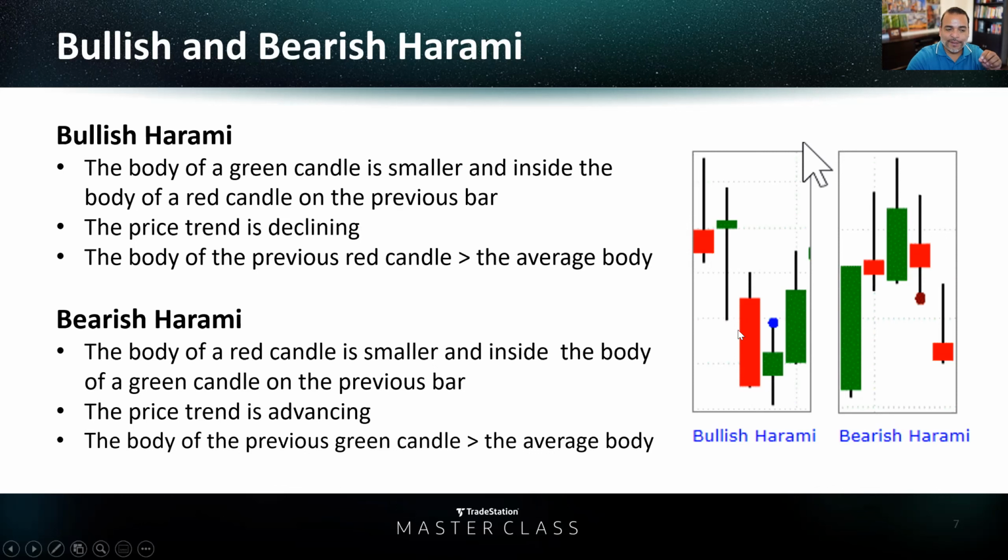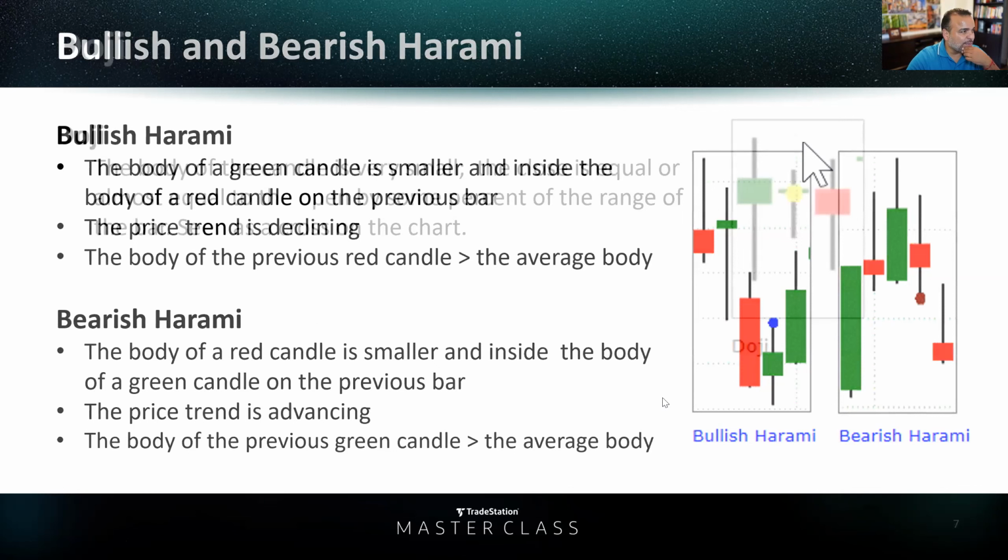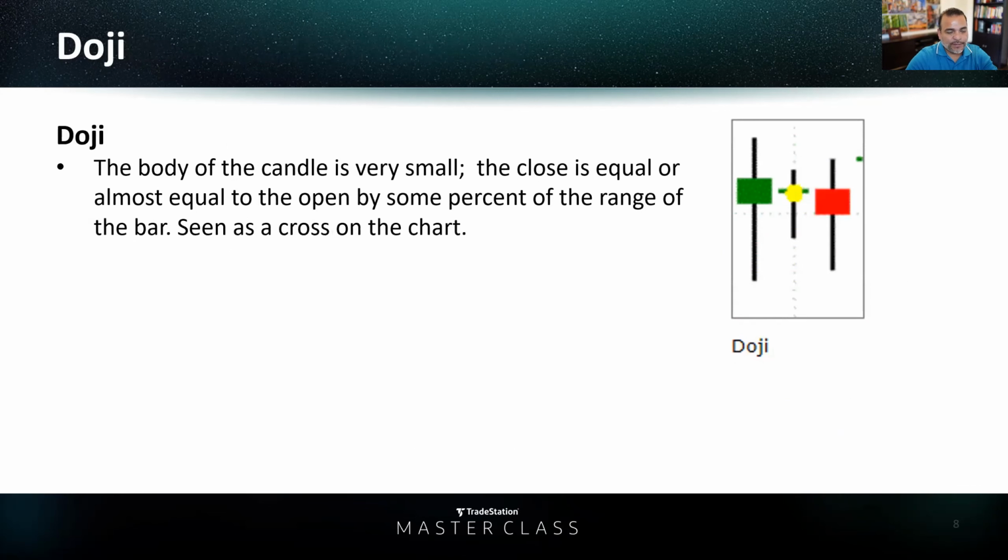So you have a big red real body, and then you have a small green real body inside of it. Okay, interesting concept as well. You have the doji. This is one of the ones that I think everyone understands what it is. You have an opening and a closing price that are pretty close to each other, if not the same. So you get on the chart what appears to be like a cross on the candlestick.